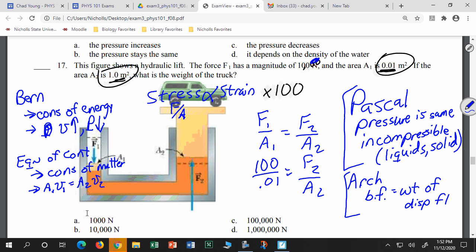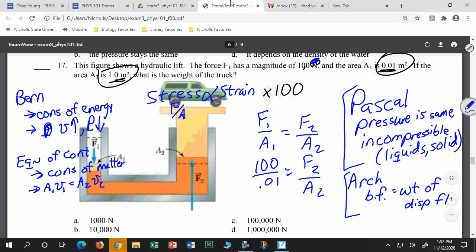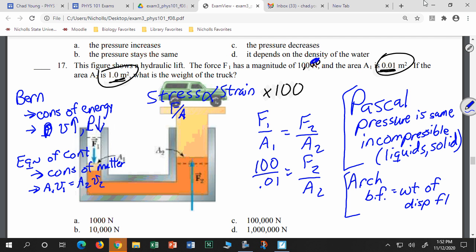All right, can y'all see okay with the lights? Yeah? Let me clear this.